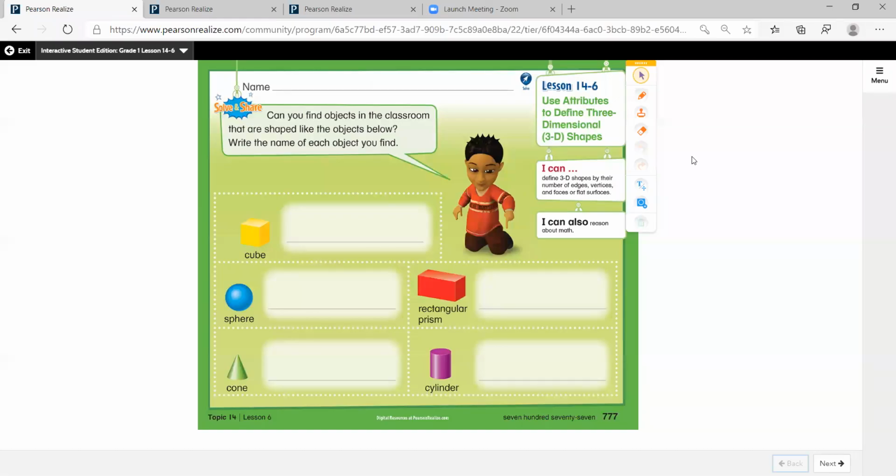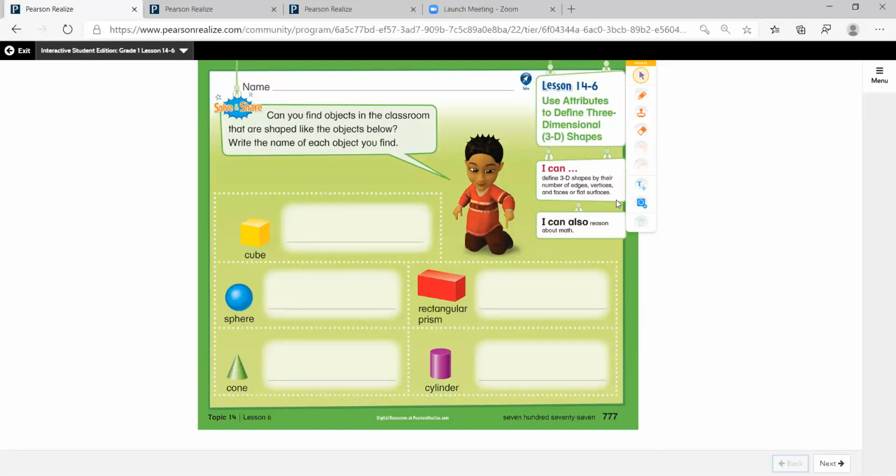Hi, first graders. Today we're going to work on lesson 14-6. We're going to continue working with shapes. However, we're going to move from 2D shapes, which were our flat shapes that we worked with last week, to our 3D shapes. Today, our I can statement is, I can define 3D shapes by their number of edges, vertices, and faces, or flat surfaces.